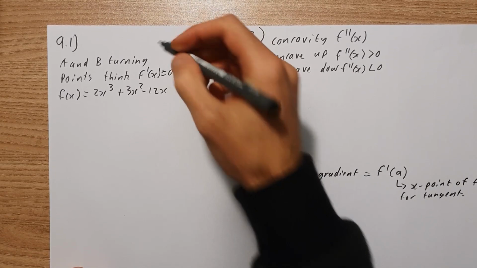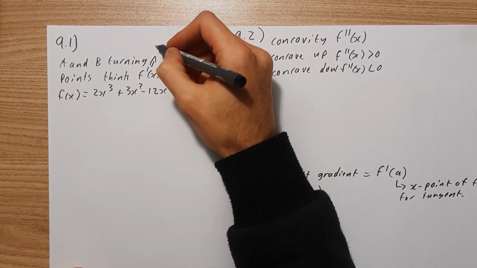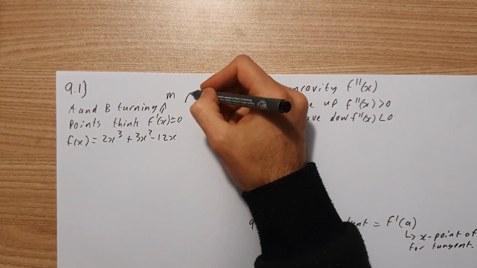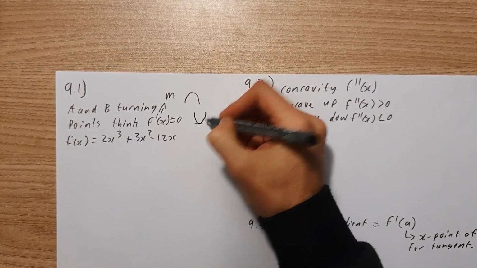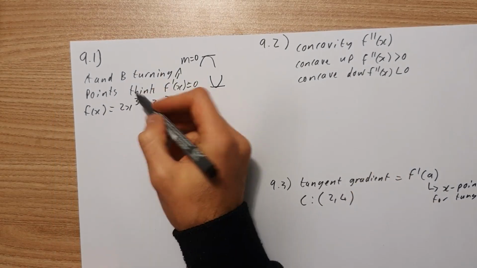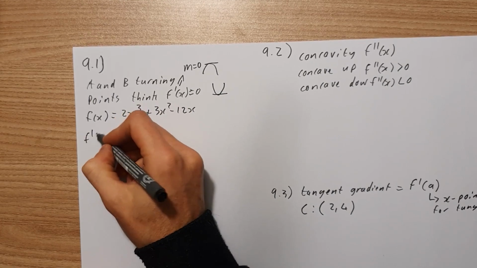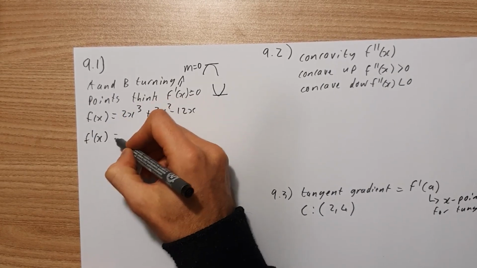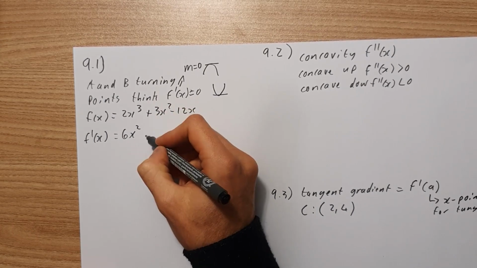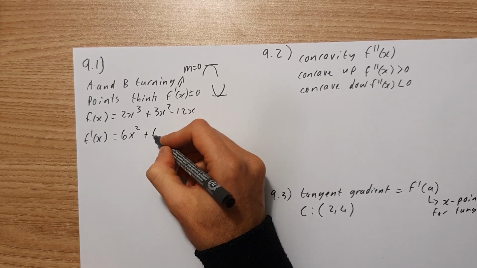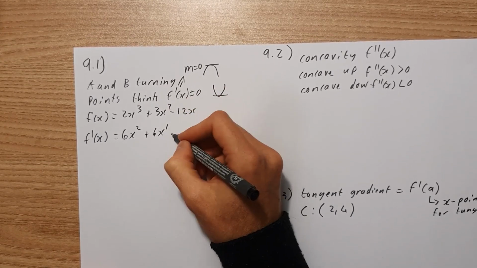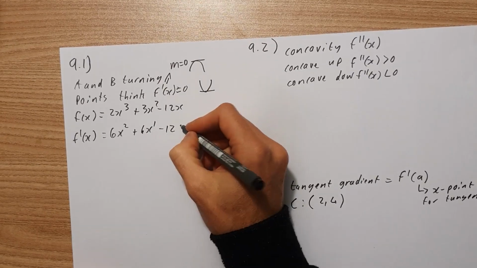Why do we do that? Because we know that the derivative equals the gradient, and at a turning point, either like this or like this, when we have a flat line, the gradient equals 0. So we're going to find the derivative of f of x. f prime of x is going to be 3 times 2 equals 6x, 3 minus 1 is 2, plus 2 times 3 gives you 6x again, 2 minus 1 gives you 1, and then we have minus 12 there. And that needs to equal 0.